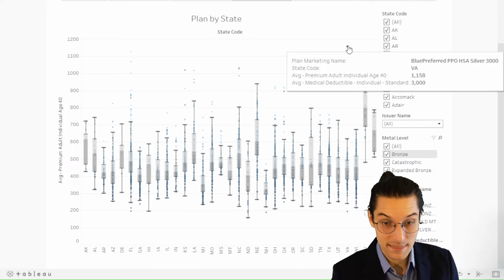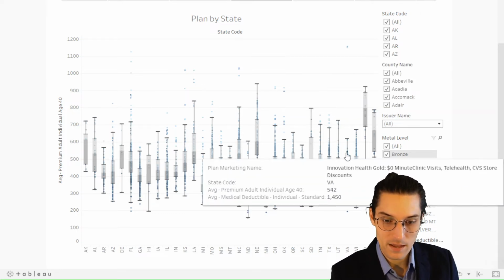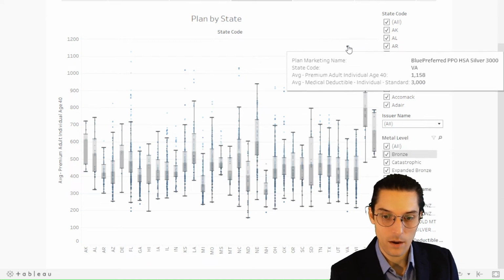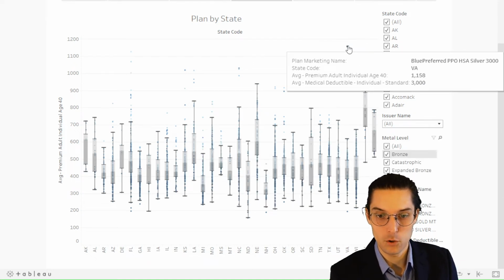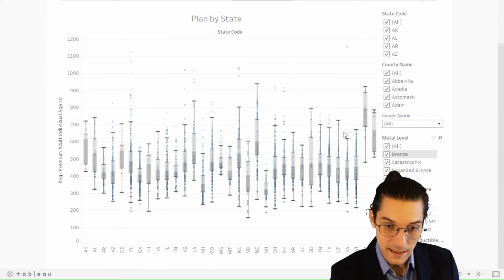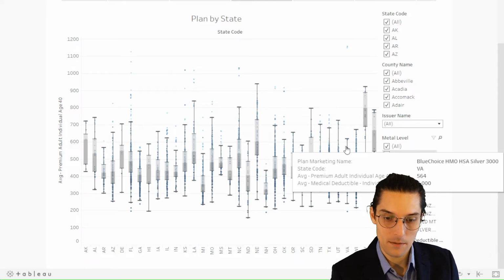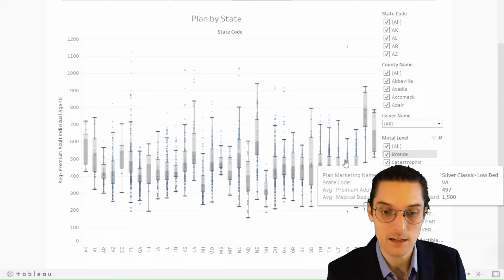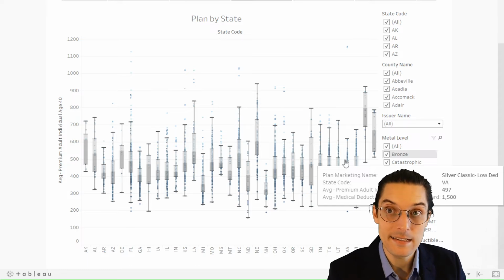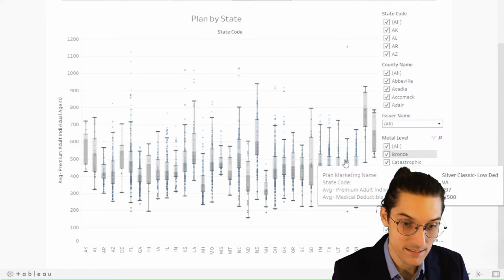One of the reasons why these two have a high premium is because their deductible is certainly different. If you go down here, their deductible is half as much as it is up here. So if you look at, for example, this one from Blue Preferred PPO, it has a premium of $1,000 and it has a high deductible. Here, these have a lower premium, but some of them still have the highest deductible. So you have to then take a look at the details of the plan to understand why that's the case.